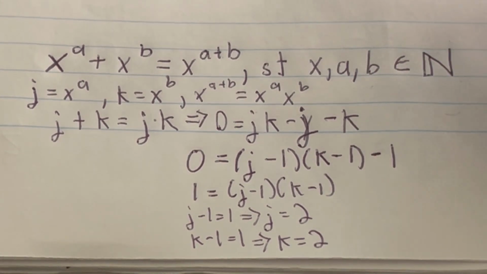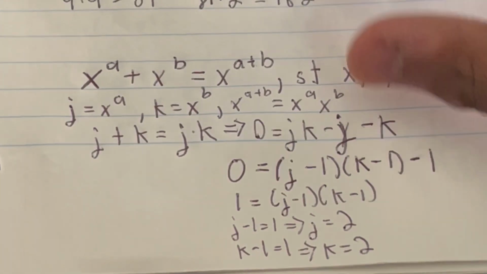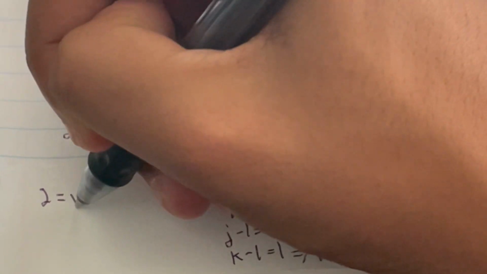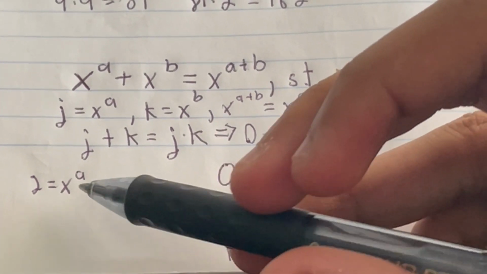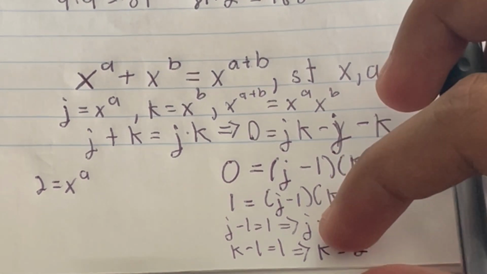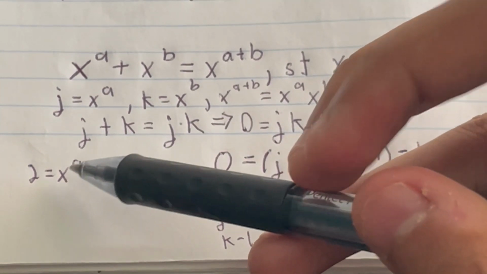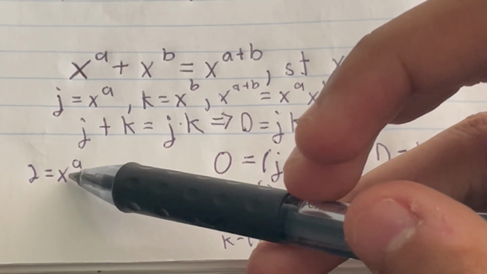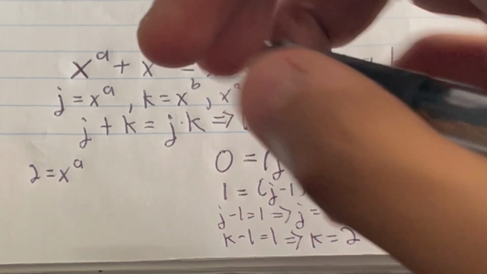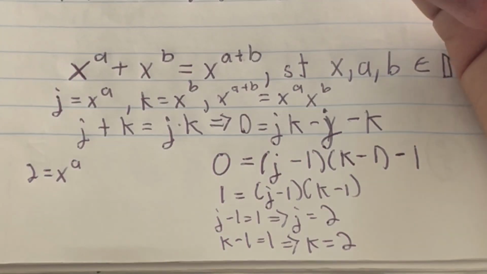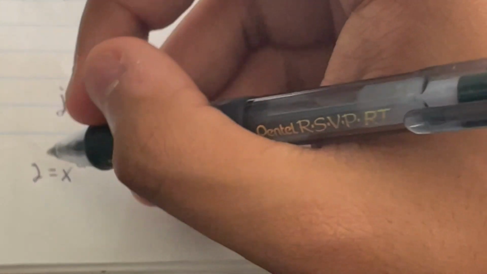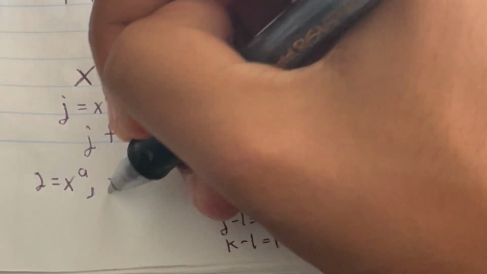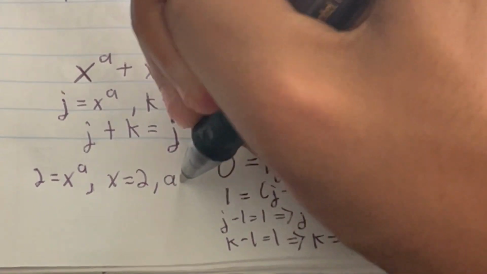But we're not done yet. We have to solve for x, a, and b. So j was equal to 2. Therefore, 2 was equal to x to the a. Again, x and a are both natural numbers. So what does that mean? That means that there's only one set of integers that can be given to x and a. That is, x is equal to 2 and a is equal to 1. 2 to the power of 1 is the only way we can get 2 from two natural numbers like this. Therefore, x is equal to 2, a is equal to 1.